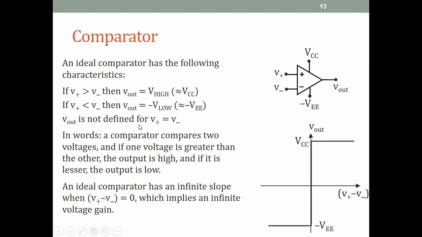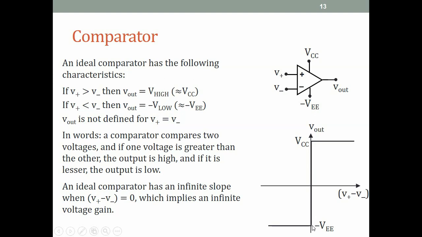Note that V out is not defined when V plus is equal to V minus. When V plus minus V minus is 0, the output is transitioning from low to high. If you were to ask what is the value of the voltage when V plus is V minus, we say we really cannot define it because it is transitioning. This is of course for an ideal comparator. An ideal comparator has this characteristic.